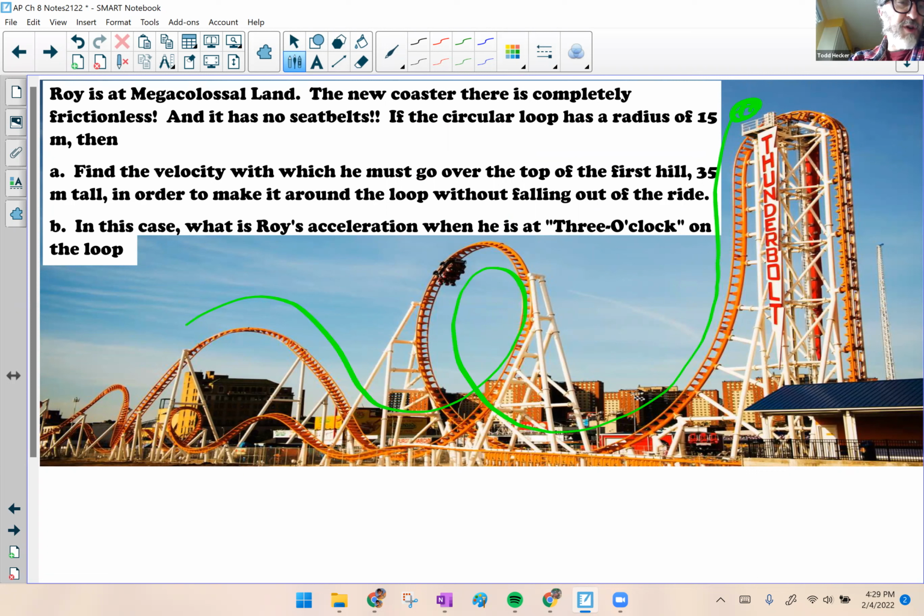So question A says, what is the velocity at the top of this hill in order to make it around the loop? Find the velocity with which he must go over the top of the first hill, which is 35 meters tall, in order to make it around the loop without falling out of the ride. Okay, so let's see if we can kind of figure out what's going on here.